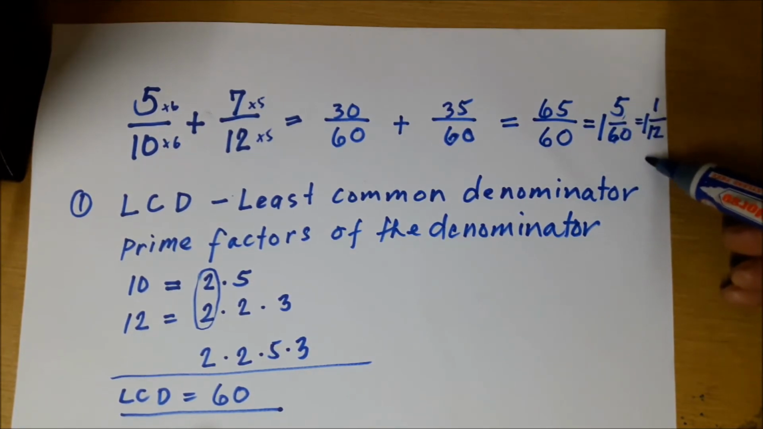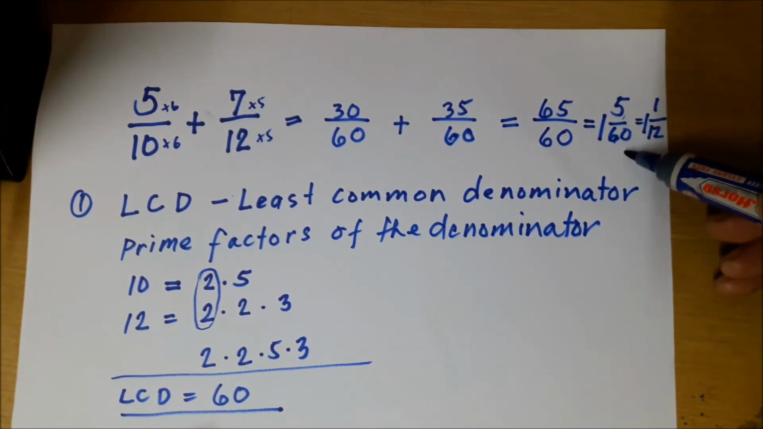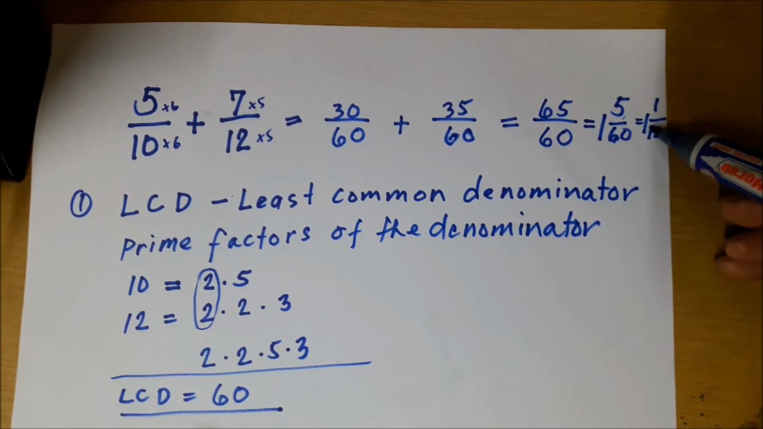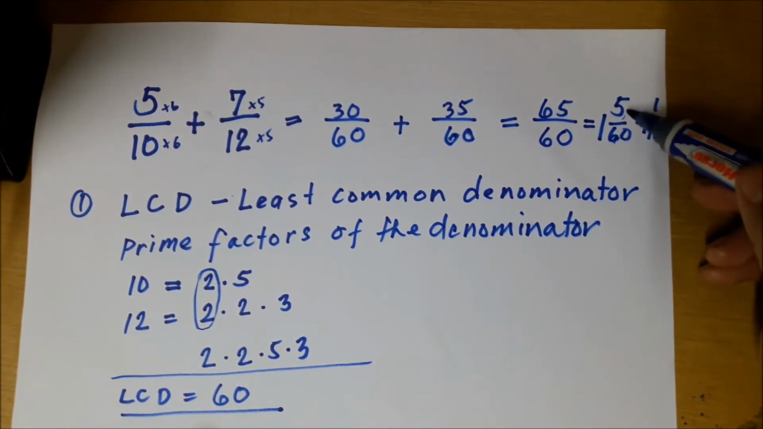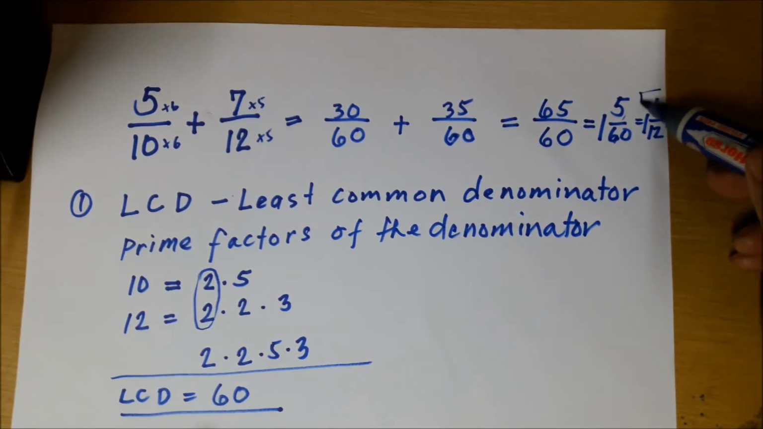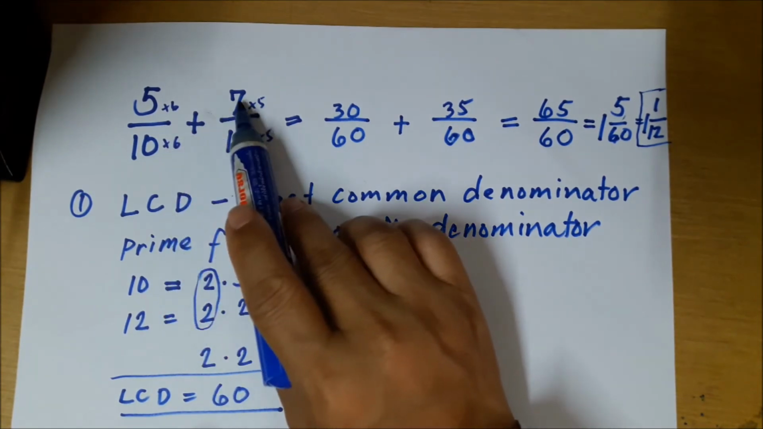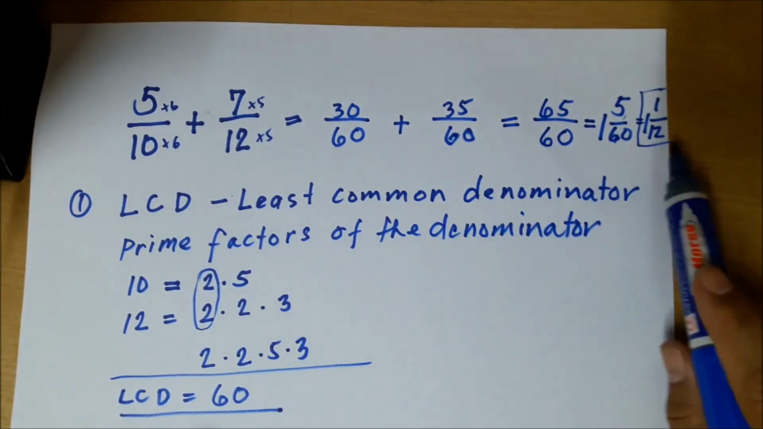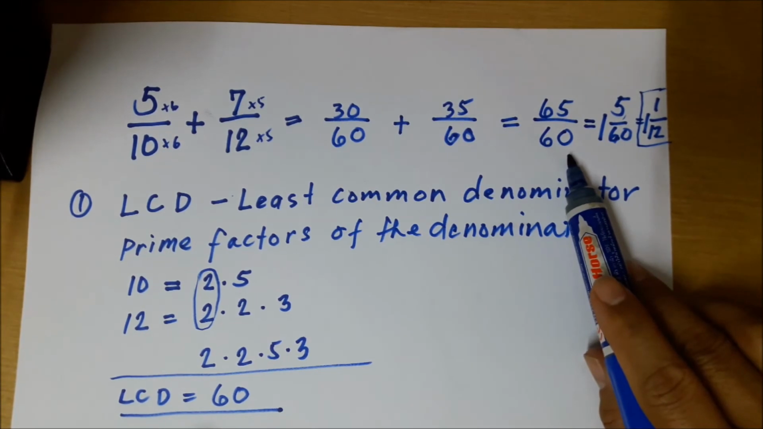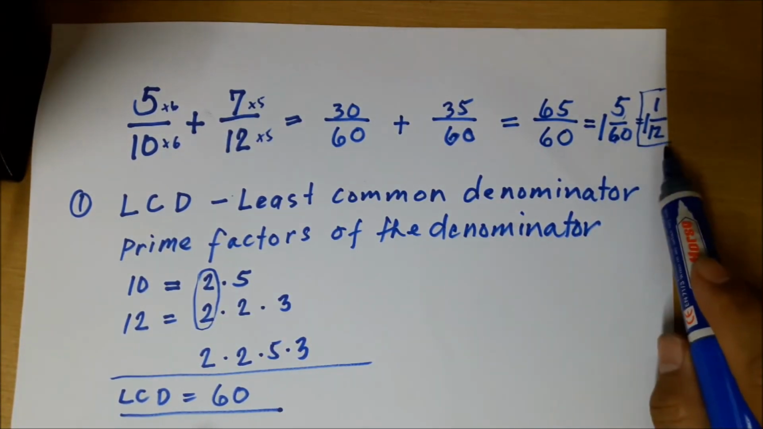1 and 5 over 60, or reducing the fraction part further, 5 over 60, copying the whole number 1, 5 divided by 5 becomes 1, and 60 divided by 5 is 12. Therefore, the answer for 5 over 10 plus 7 over 12 is equal to 65 over 60, or reduced to lowest terms, 1 and 1/12.